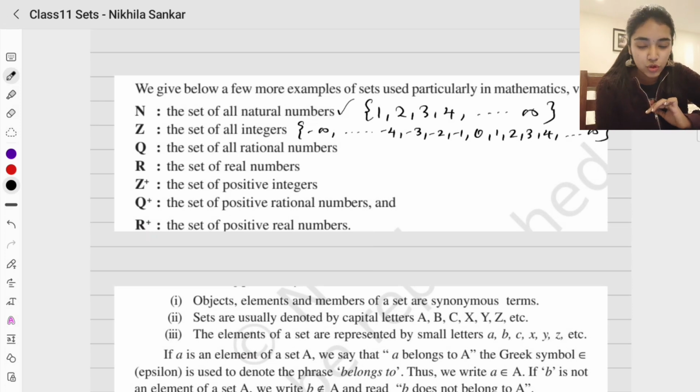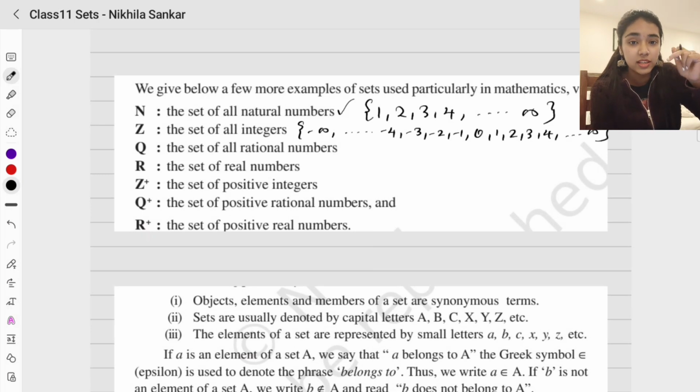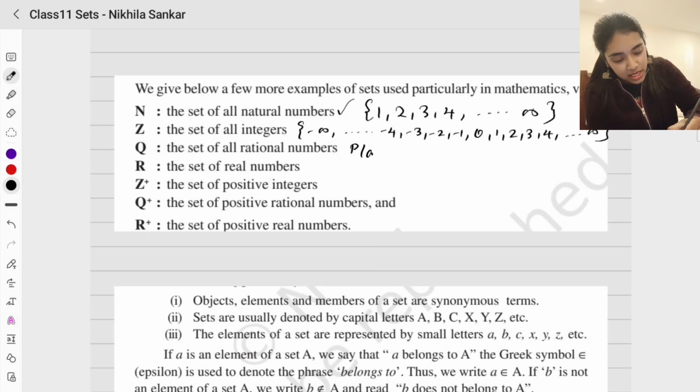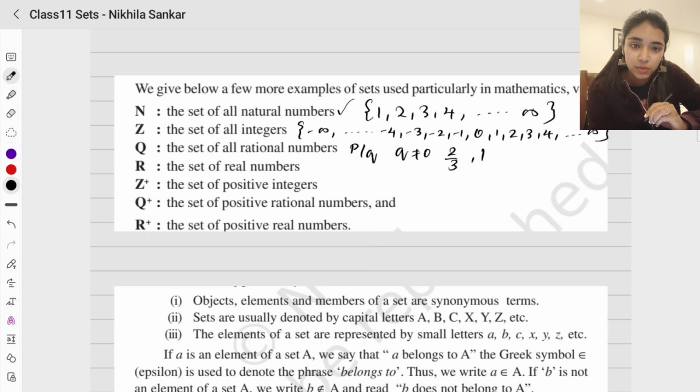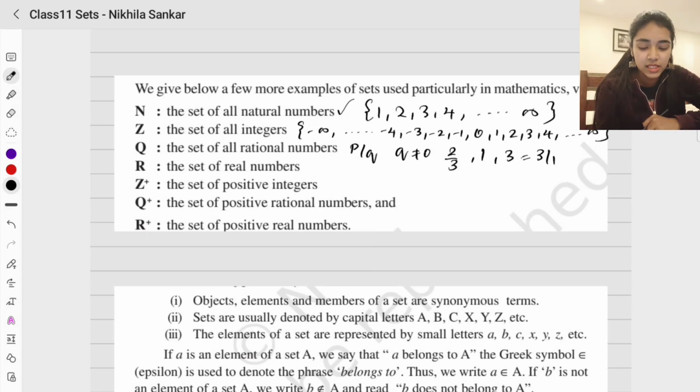you everything. So Q is the set of all rational numbers. Rational numbers na என்ன, any number that can be represented in the form of P by Q where Q is not equal to 0. So rational numbers na it is going to be P by Q where Q is not equal to 0. இப்போ 2 by 3 is a rational number. 1 is also a rational number. 1 is what? 1 divided by 1. அப்படி எழுதலாமா? 3 is also a rational number. 3 is nothing but 3 divided by 1. இந்த மாதிரி எழுதலாமா? So this is also a rational number.